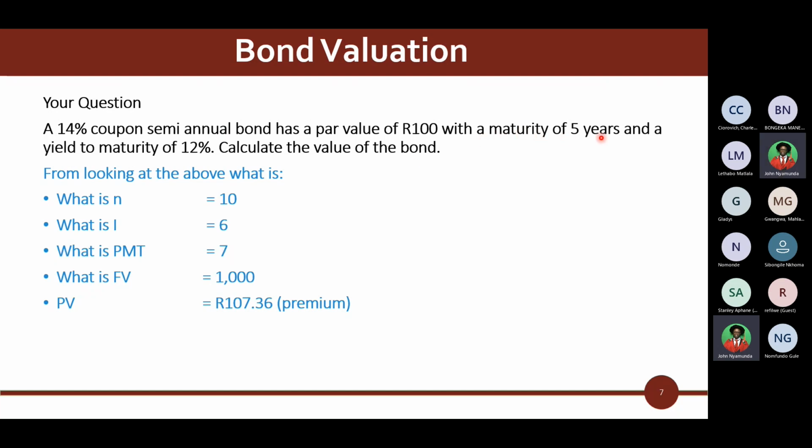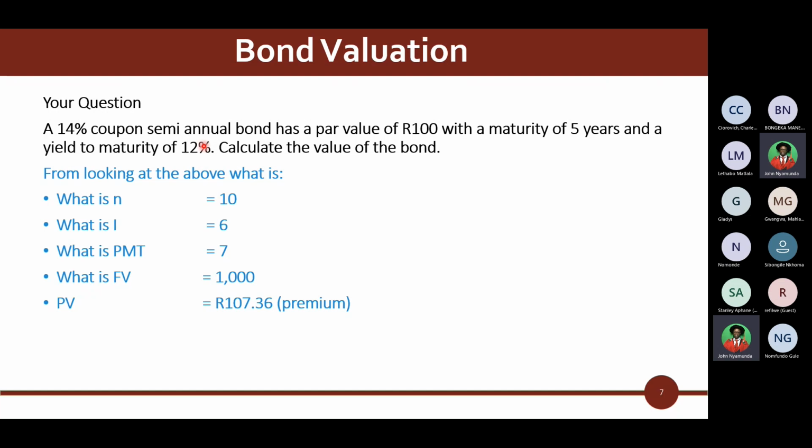With a maturity of 5 years, your N, because it's paying semi-annual, is going to pay 10 times. Remember, you are being paid half yearly. So N goes to 10 because it makes 10 payments. It's 5 years, but it's going to make 10 payments. So N goes to 10.